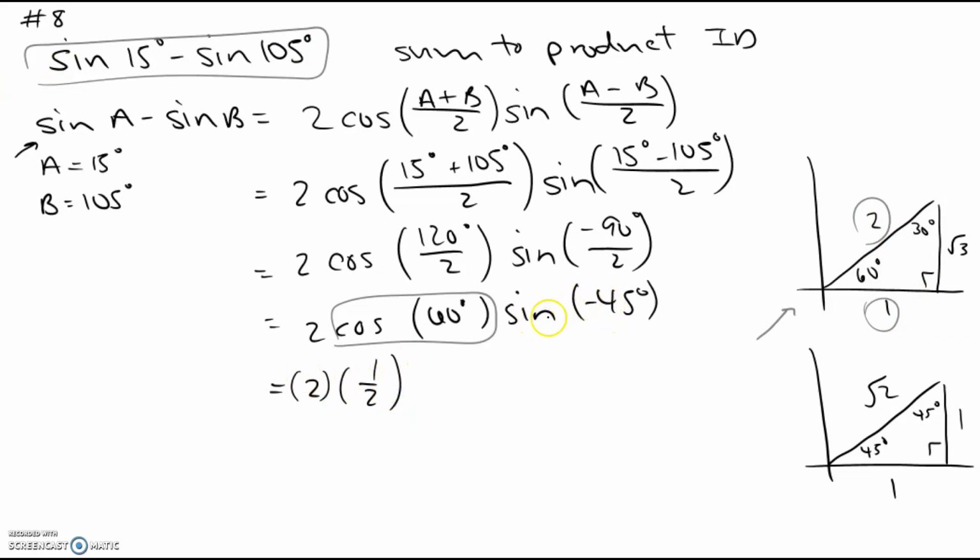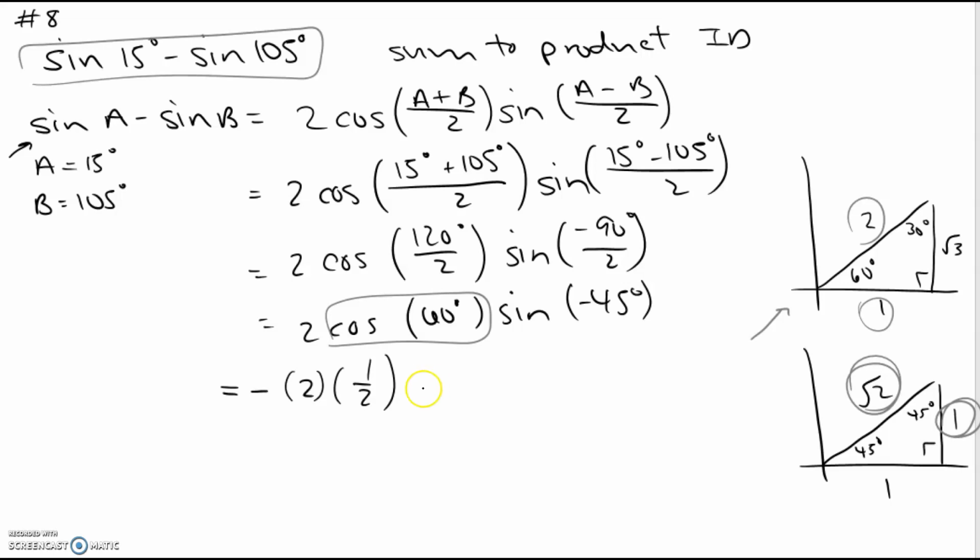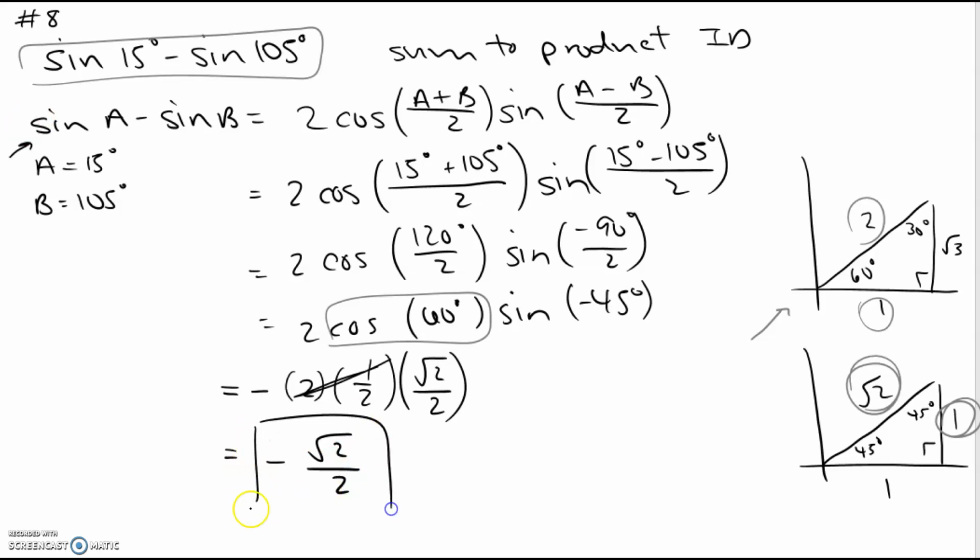Now sine's got a negative. Remember, sine is an odd function, so that negative is going to be pulled to the front. I'm going to pull that one to the front, and then we're just looking at sine of 45. So sine of 45 will be 1 over the square root of 2, which after you rationalize, that's going to be the square root of 2 over 2. Notice this 2 in this half will cancel each other out, and I'm left with negative square root of 2 all over 2 for my final answer.